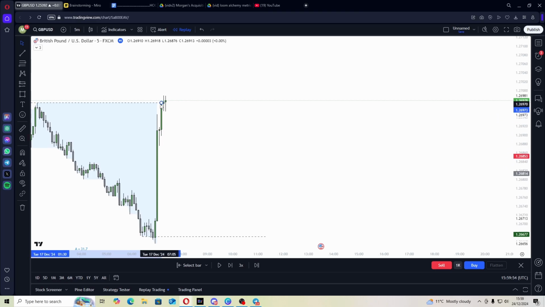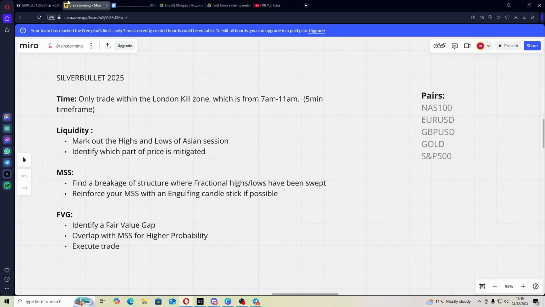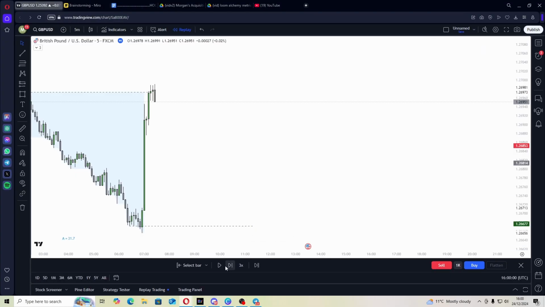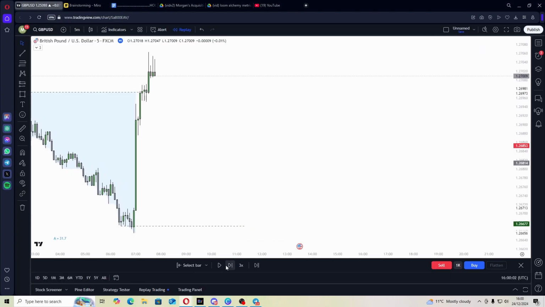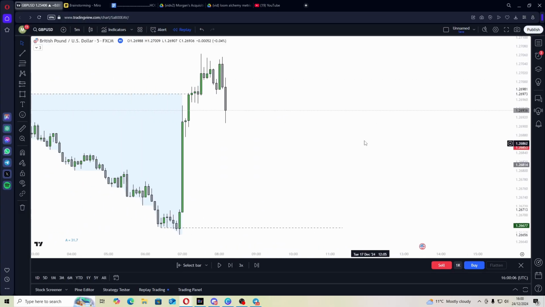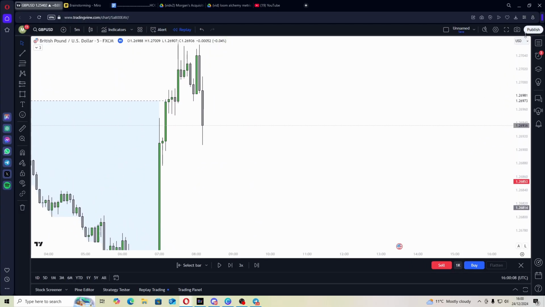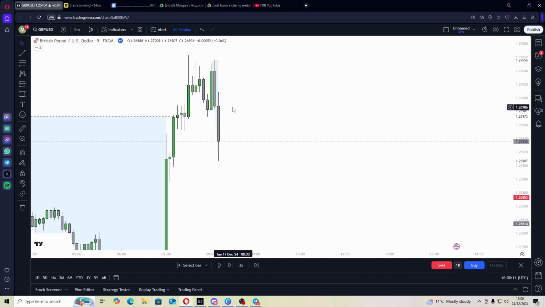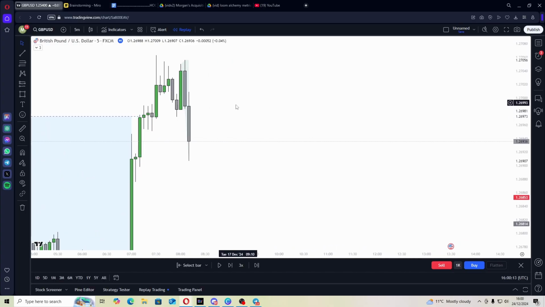So what we need to do now is actually find the break of structure where fractional lows have been swept. Okay, so we need to find a market structure shift towards the downside. So if I keep playing price forward, there we go. We just got a very, very big engulfing candlestick right there. Okay, this proves even more that we've got a very, very good trade coming towards us.